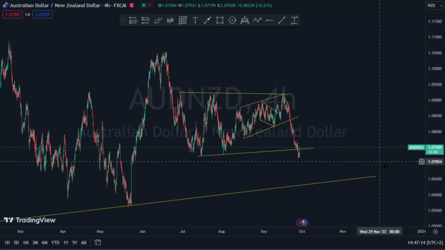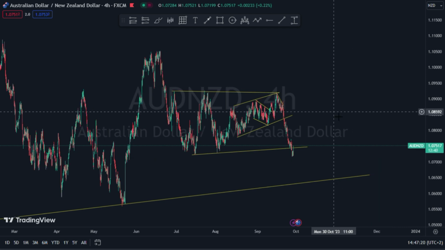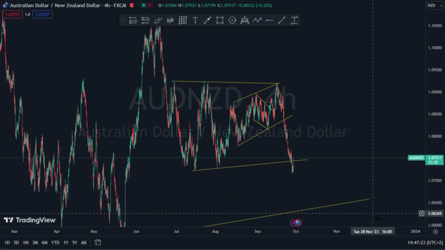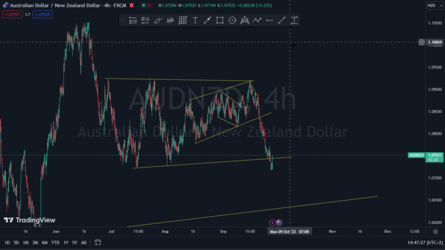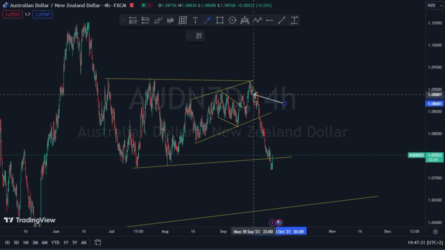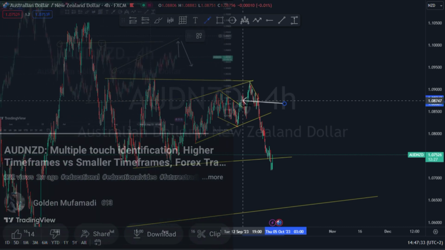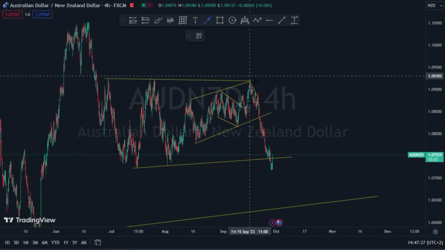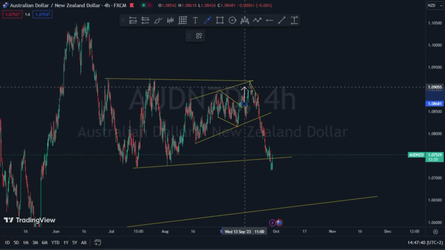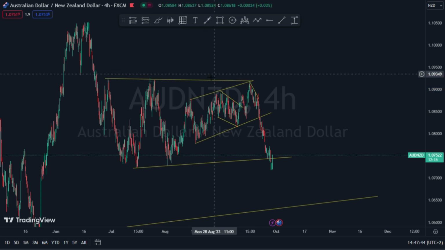Just a quick recap on AUDNZD. When I last analyzed this AUDNZD, the market price was still trading around these areas right here, and what I had expected was that price should push higher to come for that third touch of this upper trend line right here, right?